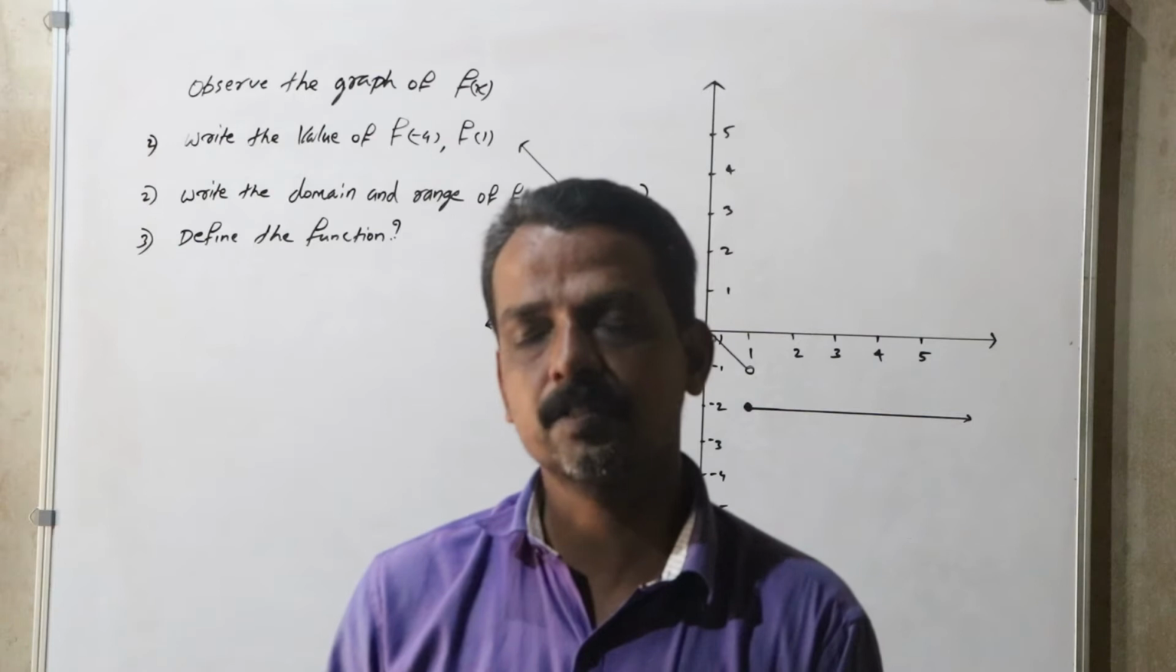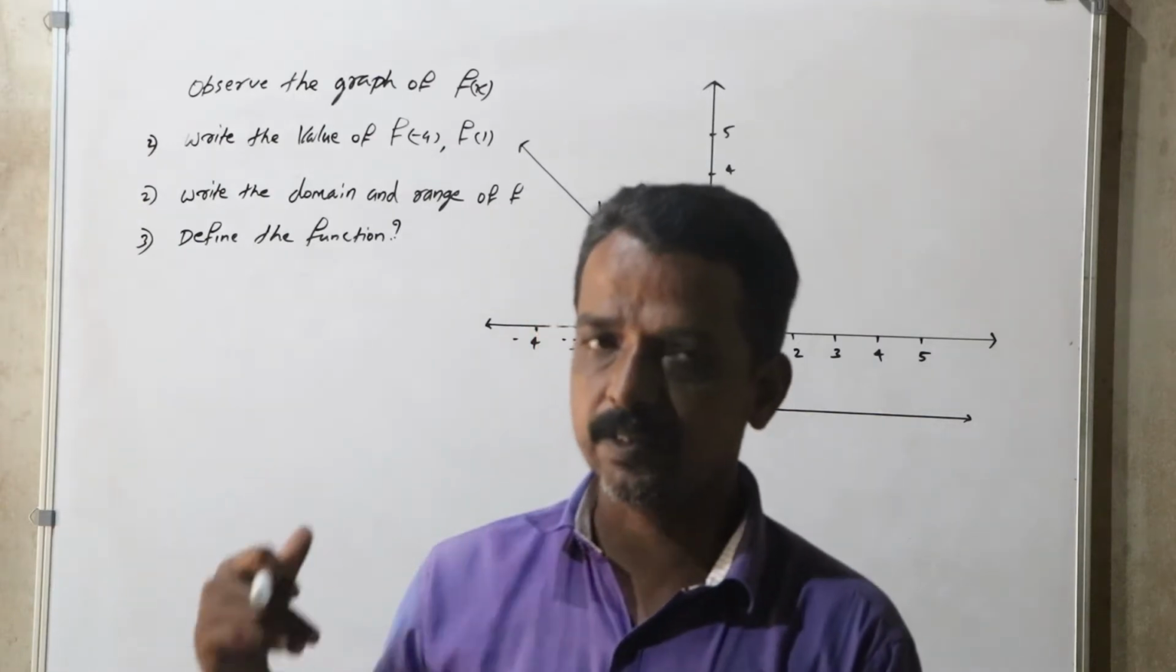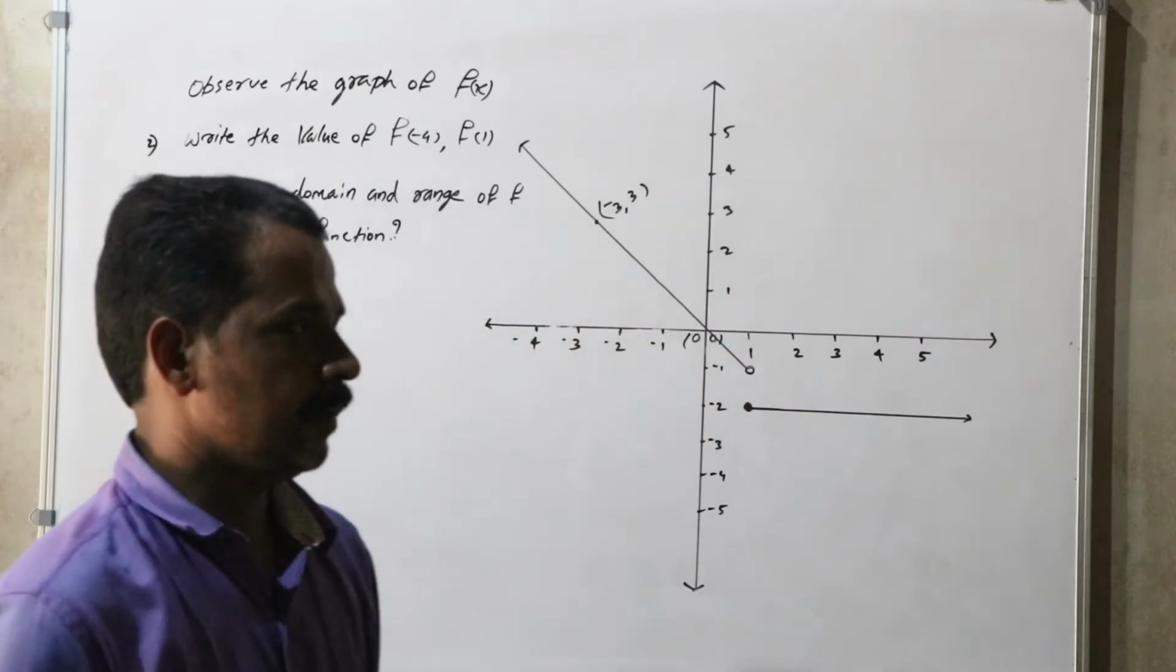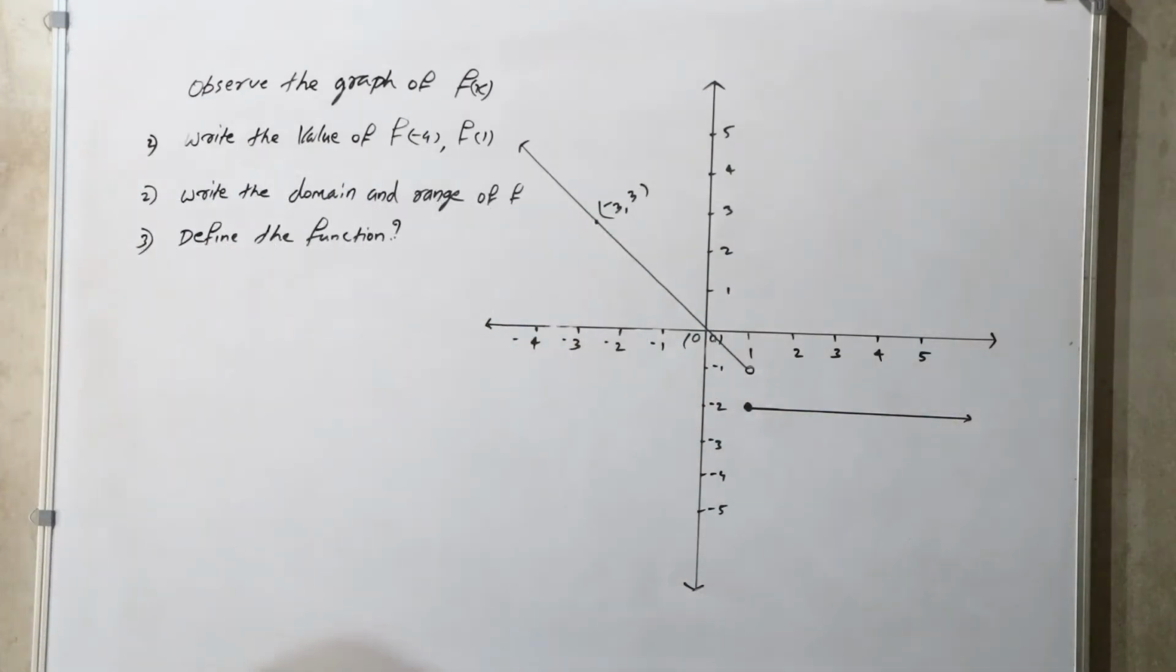This is the third class of graphical function. Here is a question. Observe the graph of f of x. Write the value of f of minus 4 and f of 1. Write the domain and range of f and define the function.